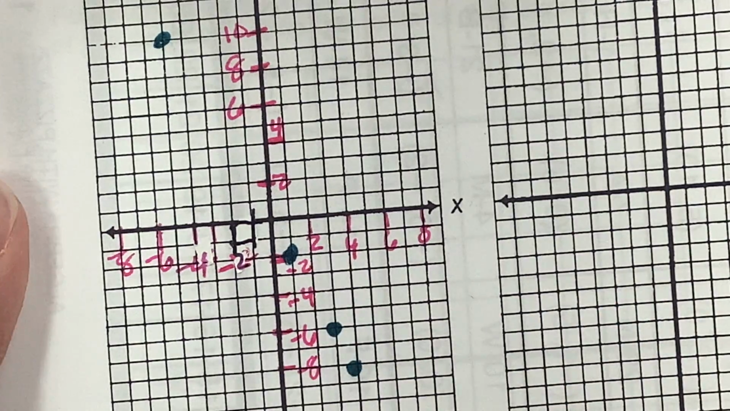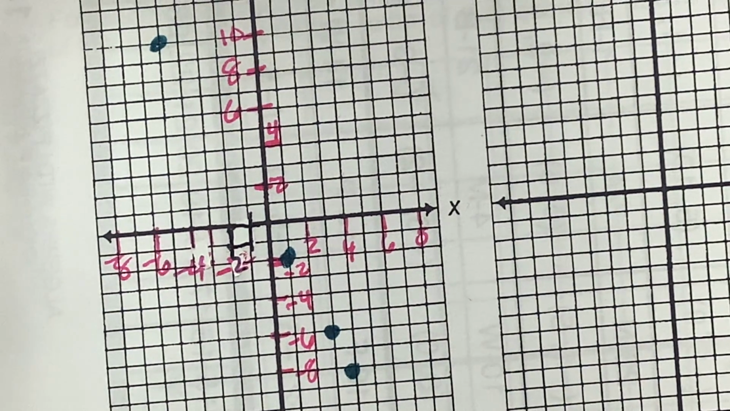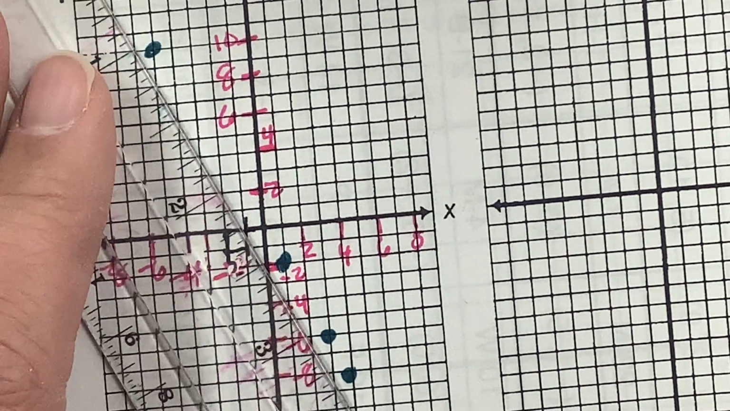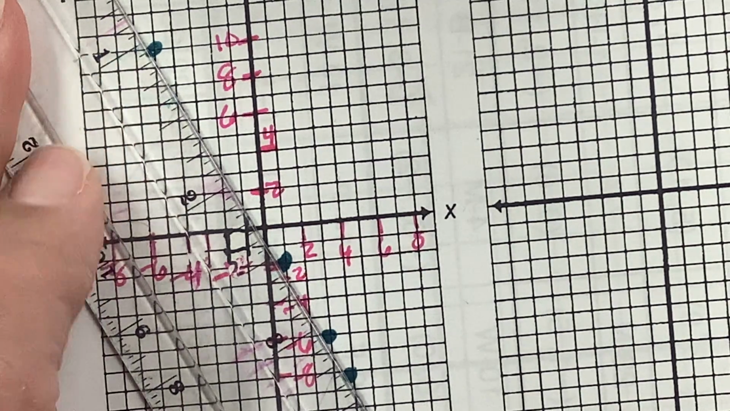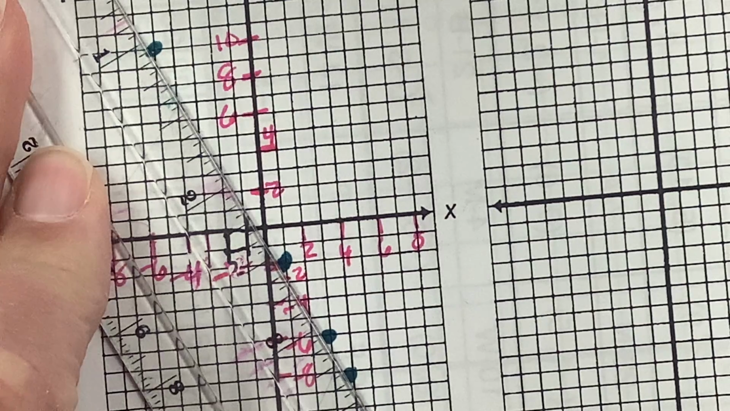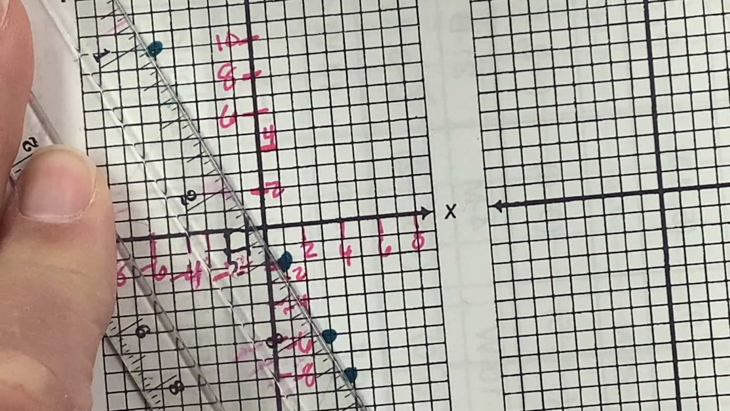Now, I'm just going to grab a straight edge and look at those points. See how they form a nice line? That's one way that I know that I graphed it correctly, and I have the right answers on my function chart.